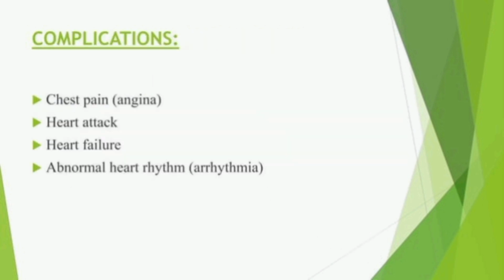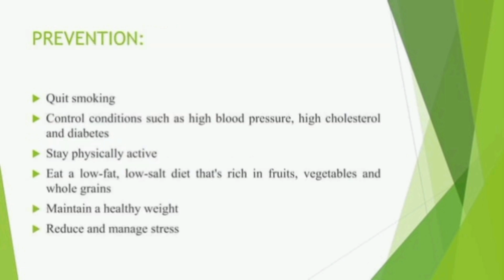Then we move to complications: chest pain, angina, heart attack, heart failure, abnormal heart rhythm, arrhythmias. Then we will move to prevention. Quit smoking, control conditions such as high blood pressure, high cholesterol and diabetes. Stay physically active, eat a low fat, low salt diet that's rich in fruits, vegetables and whole grains. Maintain a healthy weight, reduce and manage stress.